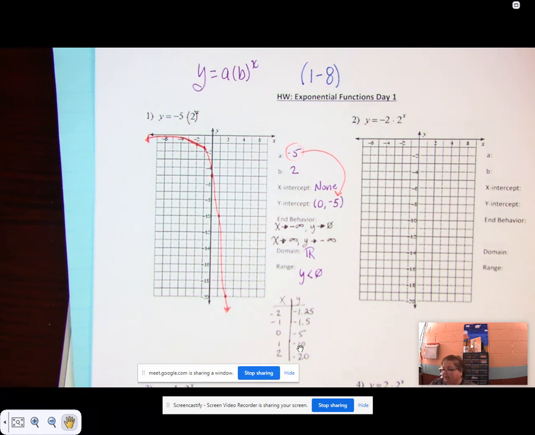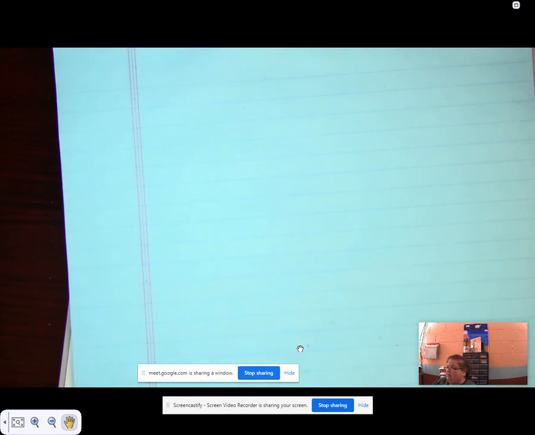Okay. Now, any other questions about exponential functions day 1? Okay. If there are no questions, we're going to put that to the side or put that away. And now we're going to talk about day 2. Here we go.